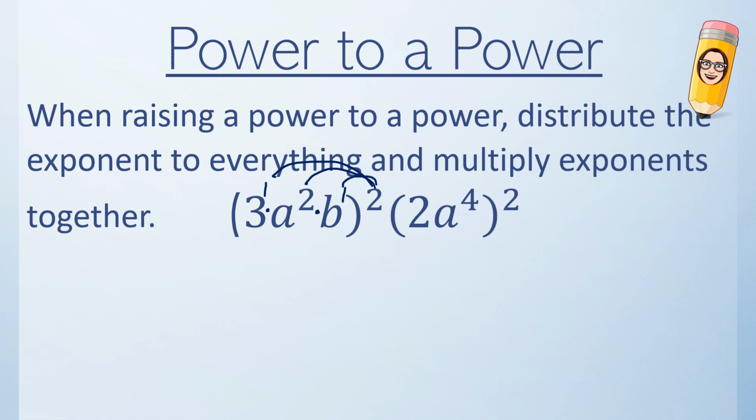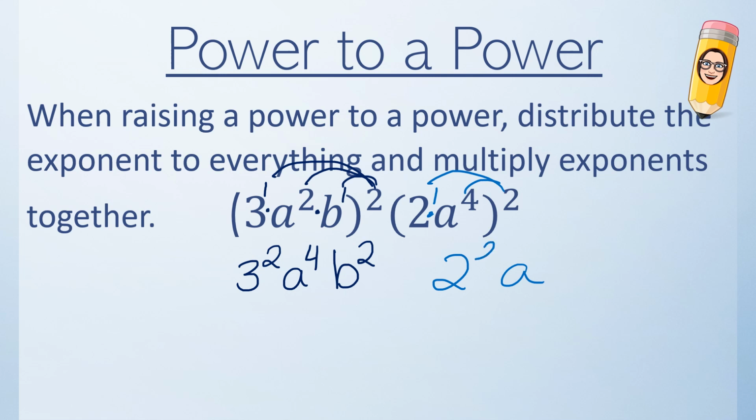Now do not jump ahead of yourself. I encourage you to write the bases. Then distribute. 1 times 2, 2 times 2, 1 times 2. Then I'm going to take a look at the second piece. There are 2 bases, so 2 distributions. I'm going to write the bases first. 2 times 1, 4 times 2.